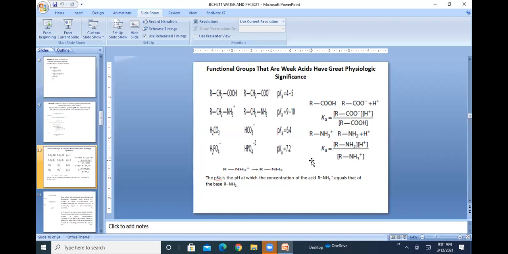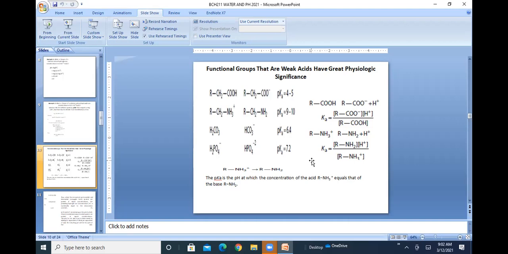Now, apart from the carboxylic groups, protonated amine groups too have buffering capacities. The basic amine group is able to take up a proton and become protonated. It is also able to give off that proton and become deprotonated. So those functional groups have their characteristic pKAs. I'll define pKA as the negative log of KA. What is KA? KA is the equilibrium constant for the dissociation of an acid.